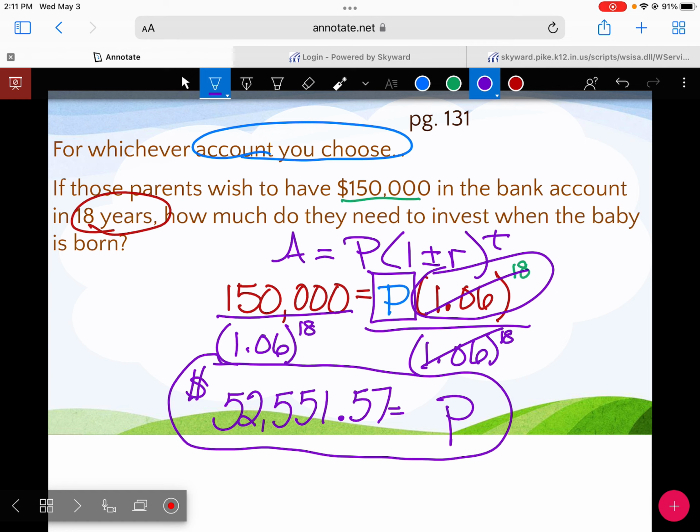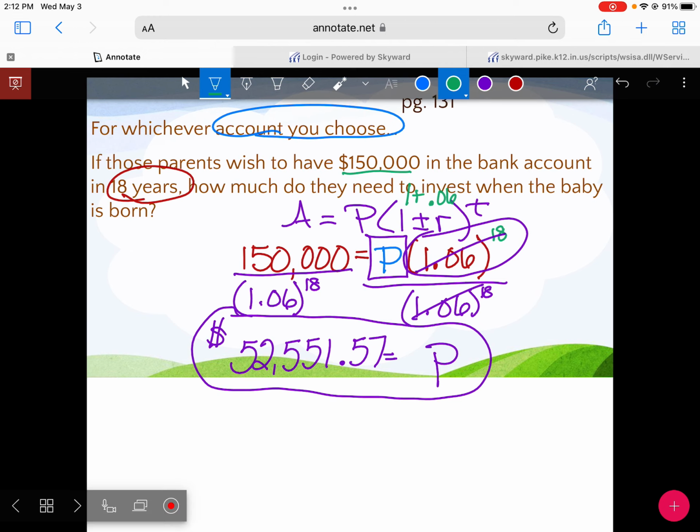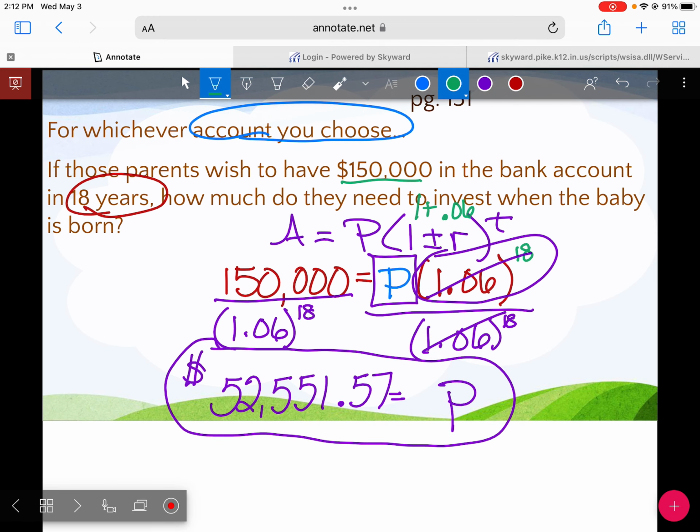Yes, question. Why did we drop the plus sign? Why did we what? Oh, the 1 plus R. I just added because our rate was 0.06. Oh, you just added. I just added it as 1.06. Good question though. If you're not sure, that's why you ask. Okay? Any questions about this? Any questions at all?